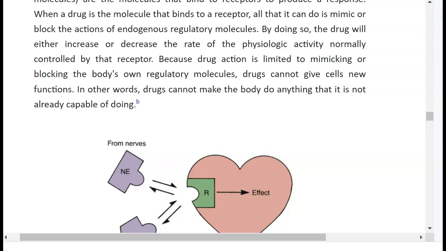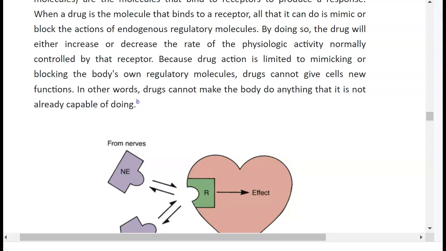So think about that a second. If I give a drug and it binds to that receptor, all that drug is doing is mimicking or blocking the action of the endogenous regulatory molecule, depending on how it works. So by doing that, the drug will either increase or decrease the rate of the normal physiologic activity that was normally controlled by that receptor.